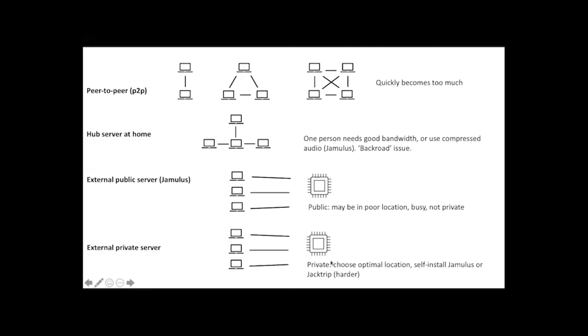In this case, you can choose where the server is. So you essentially rent a private server very cheaply that is near the backbone or the highways of the internet, which is good from the latency point of view. And you can choose it to be in the north of England if all of you are based in the north of England, for example. Or you can choose it to be in London if you're all based in London. Then you self-install Jamulus on the server, for example.